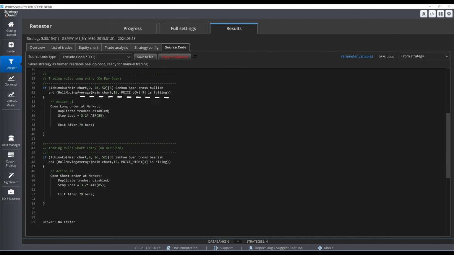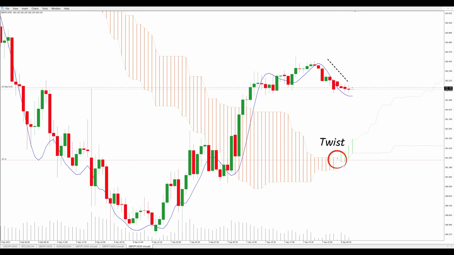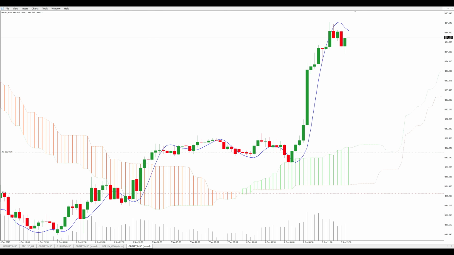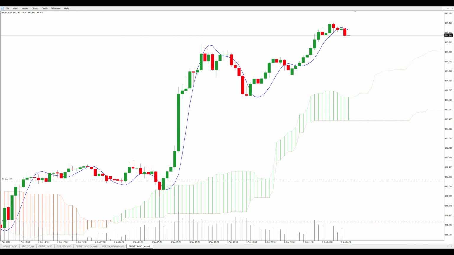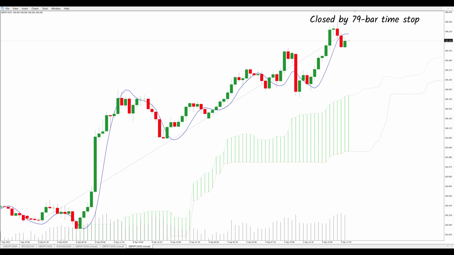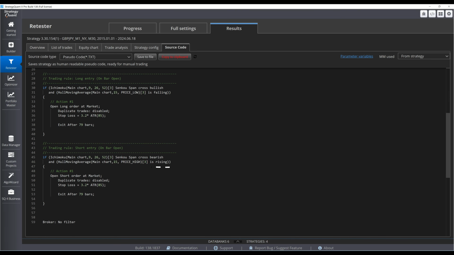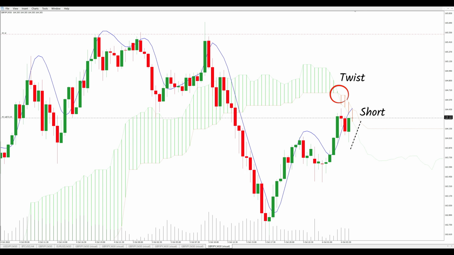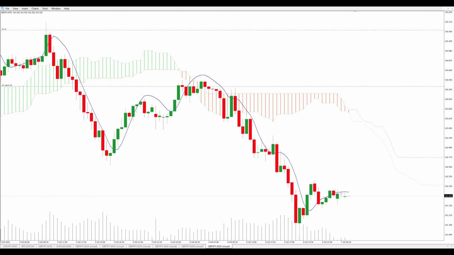For longs, the 15-period Hull moving average of low prices needs to be falling, after which we enter at market. In addition to the Friday close specified earlier, a 3 ATR stop loss was added, together with a 79 bar time stop. Shorts require the moving average to be rising instead, and also use high prices instead of low prices. Personally, I would prefer to use the same price type for longs and shorts, but I'll let the backtest results do the talking.